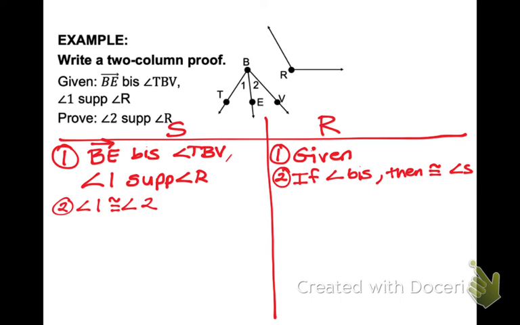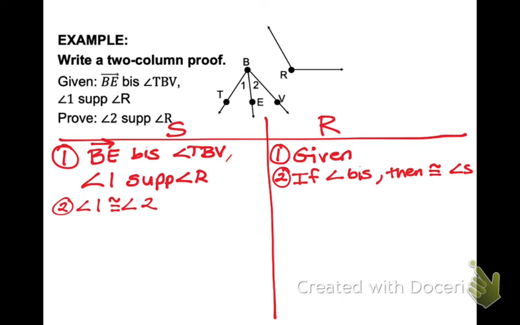We're told that angle 1 is supplementary to angle R. So what does that tell me? That R and angle 1 make 180 degrees. Good, they add up to 180. So now let's think about this. If we did if sup, then add to 180, what would I have over here? Would I have equal signs or congruent signs? I would have something plus something equals 180? I would have it as equals, right?